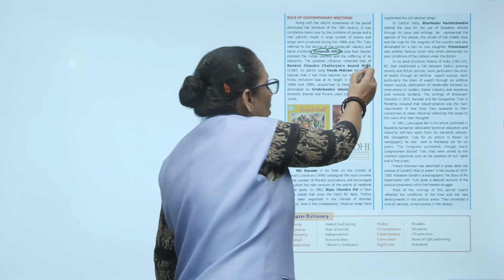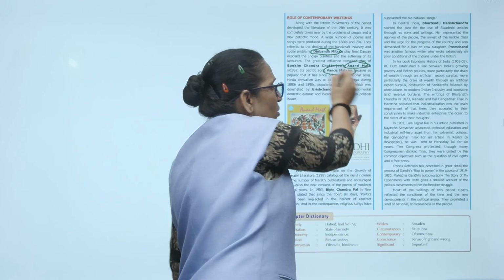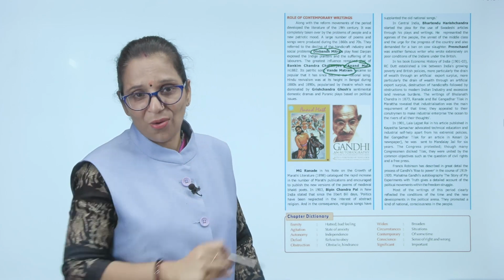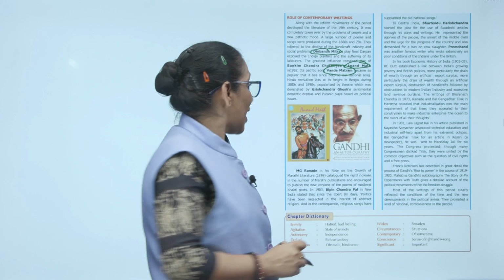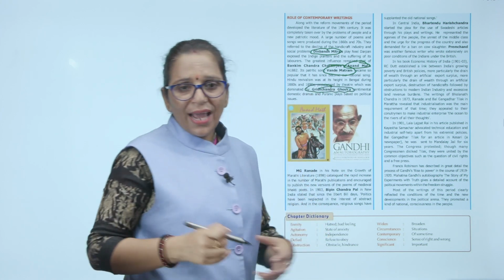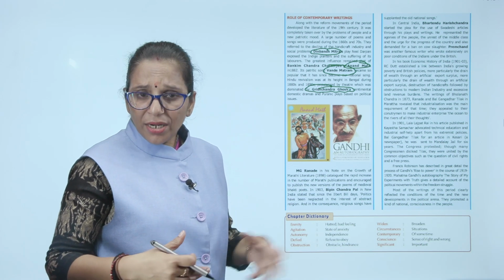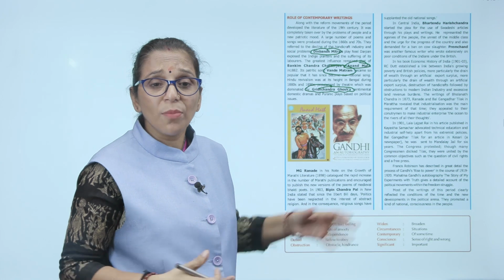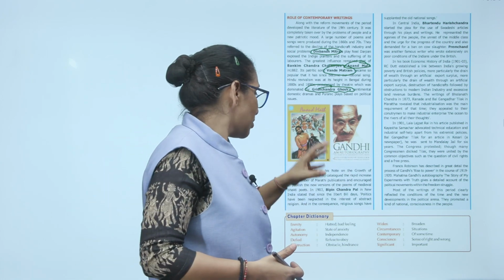He wrote the novel Anand Math, and after that he wrote the song Vande Mataram, that is still our national song. Then Girish Chandra Ghosh, he also popularized the theatre, dominated by sentimental domestic dramas and Puranic plays based on the political issue he showed in his theatre.